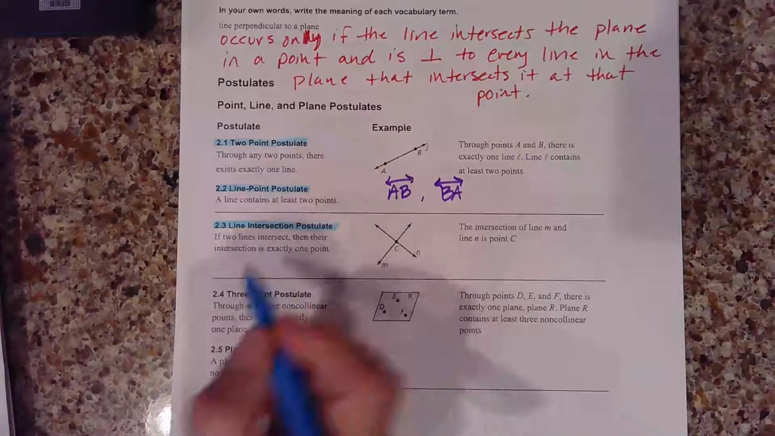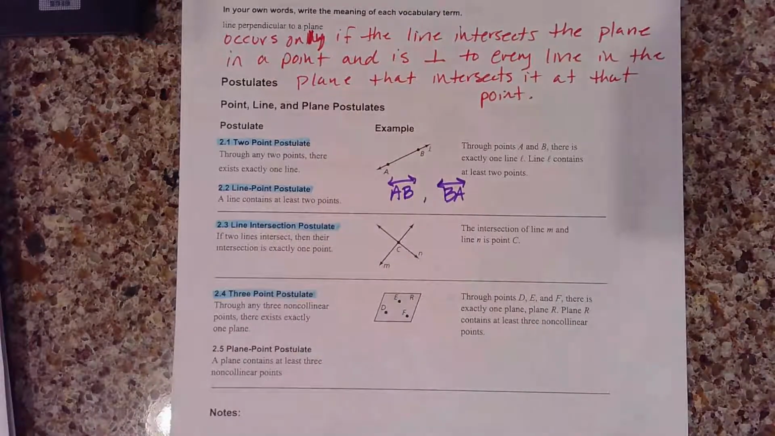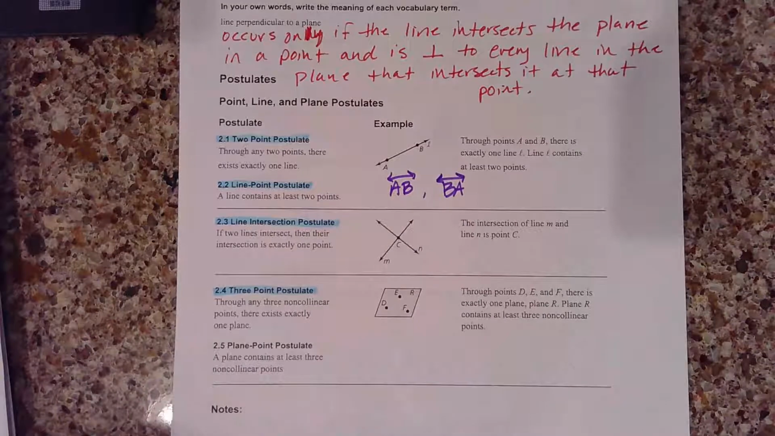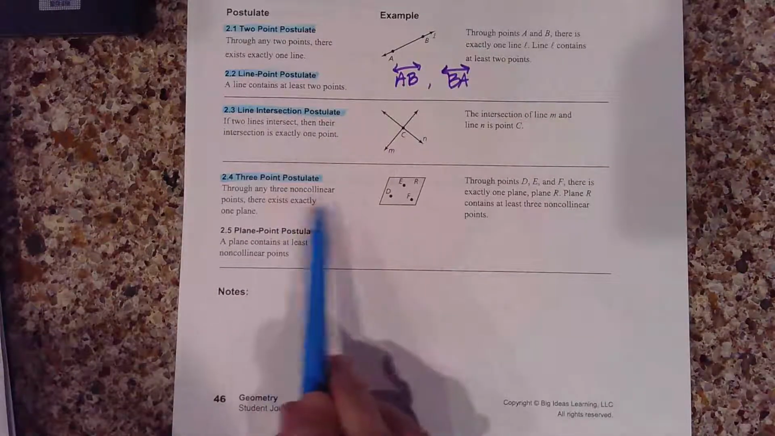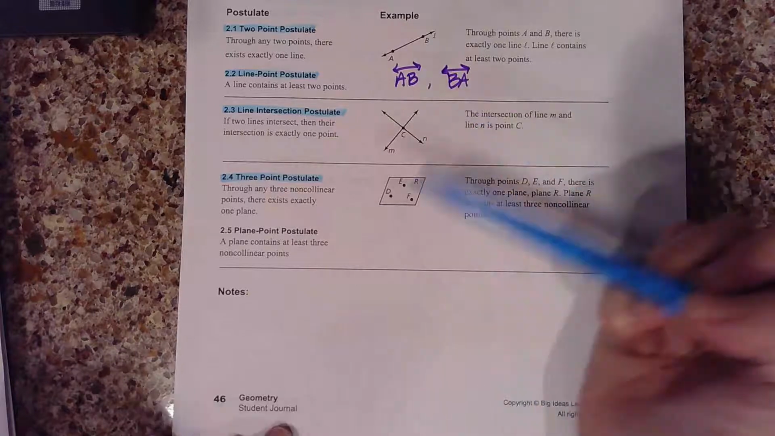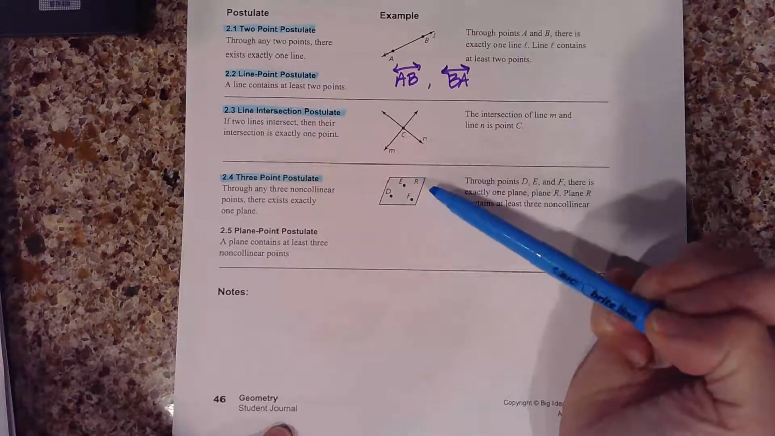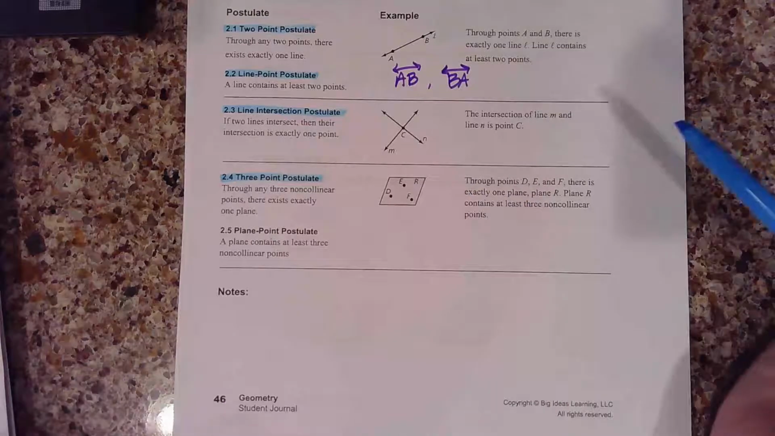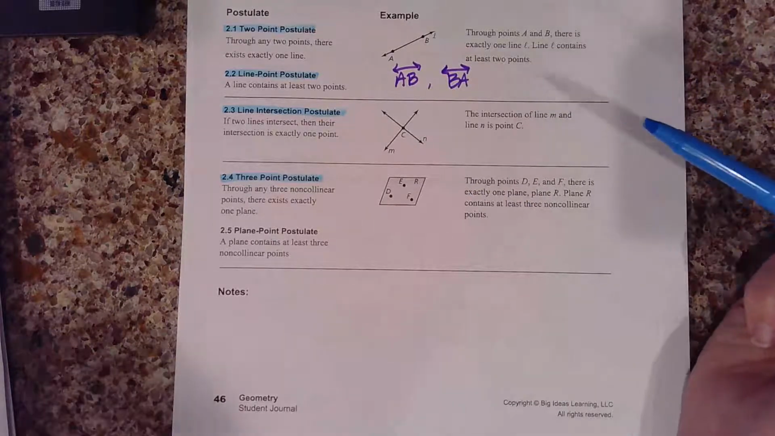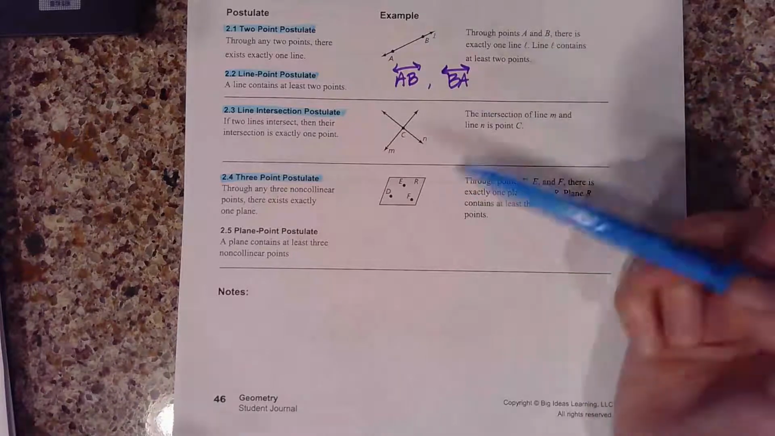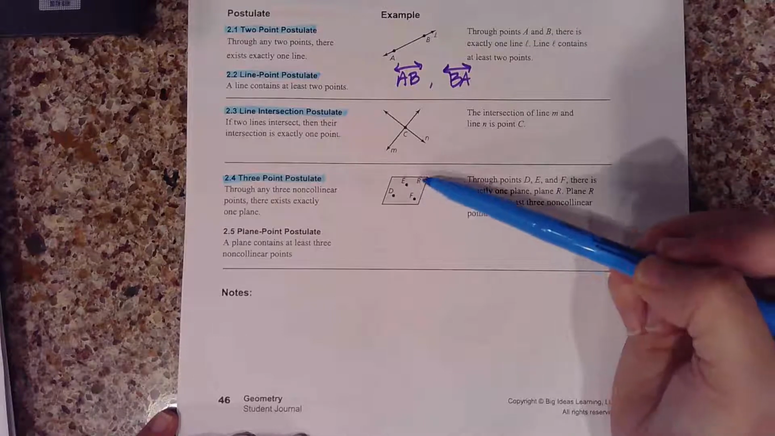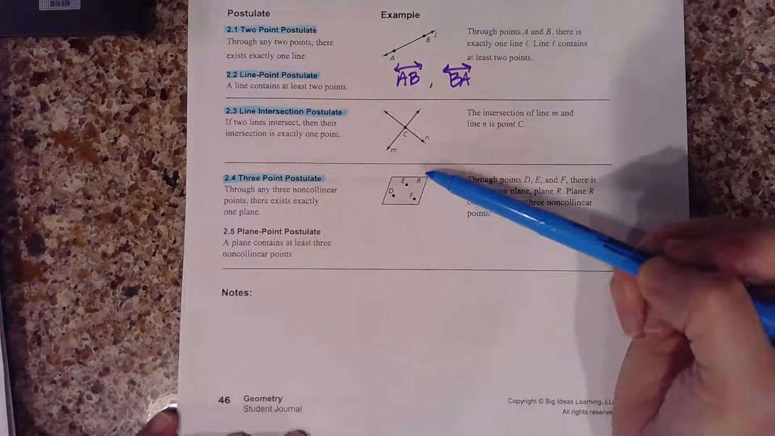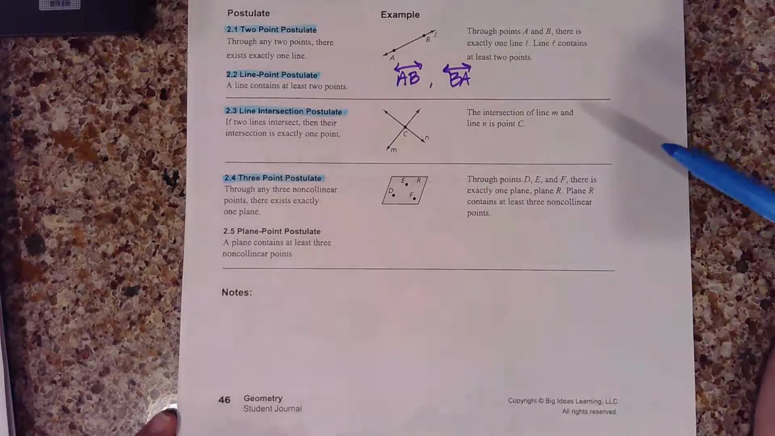The next one, 2.4, is the 3-point postulate. Through any 3 non-collinear points, there exists exactly 1 plane. Let's unpack this one a little bit. Non-collinear means they're not in a straight line. If we have any 3 points that are not in a straight line, then we can call them on the same plane. Unlike a line, we need 3 points to name a plane. We would name this plane, plane DEF, for example, or plane R, because it's just the name of the plane. So there's a couple different options here.